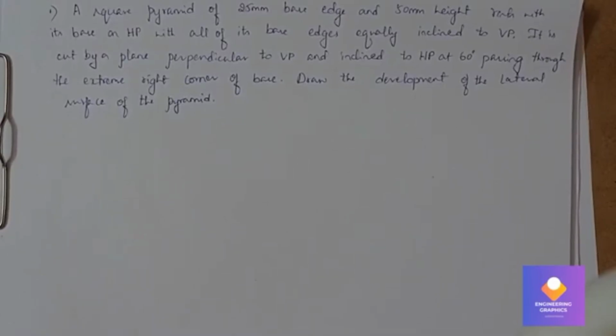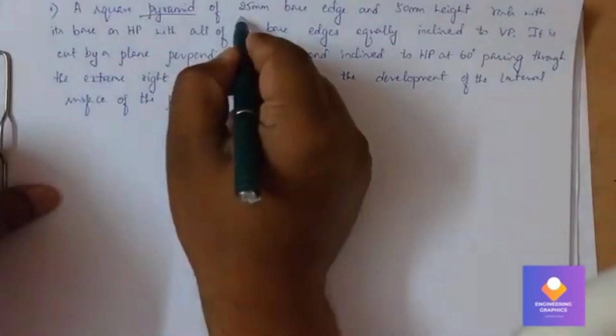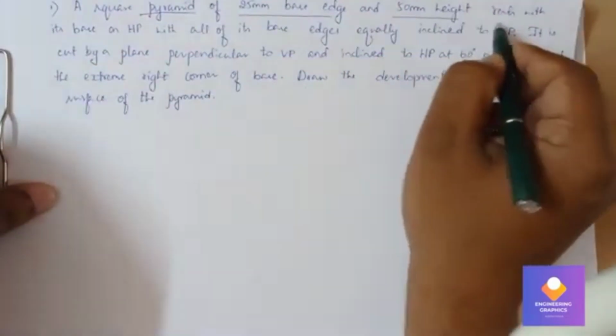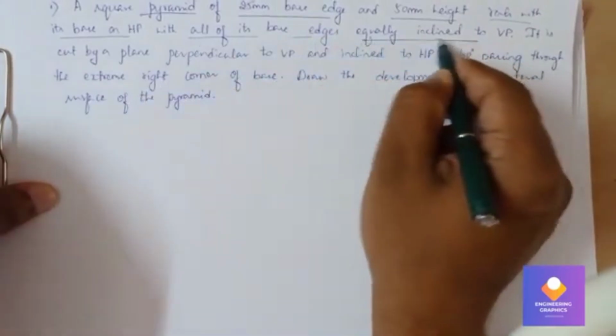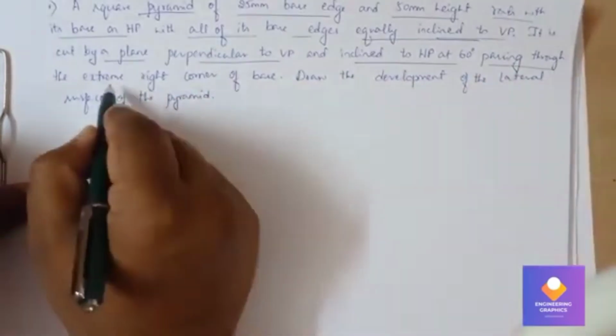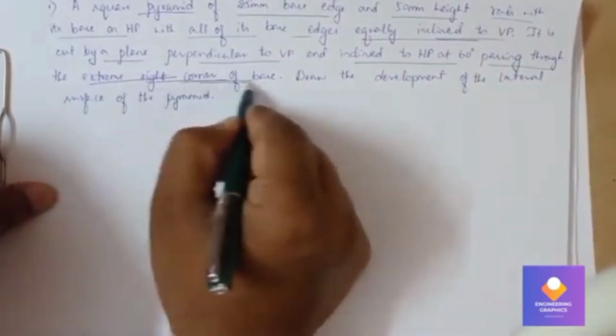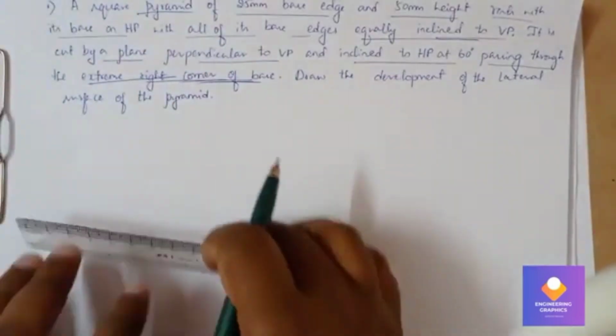A square pyramid of base dimension 25 mm and height 50 mm we have to construct. It rests with its base on HP with all of its base edges equally inclined to VP. That means we need to construct with respect to the corner here. It is cut by a plane perpendicular to VP, inclined at 60 degrees, passing through the extreme right corner of the base. Okay, so that's what we have to do.